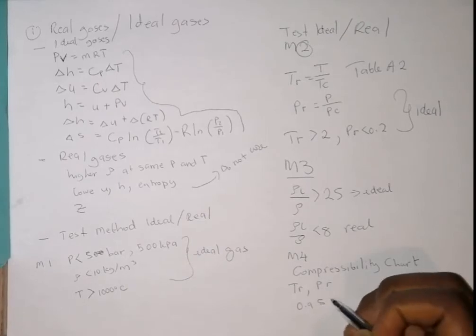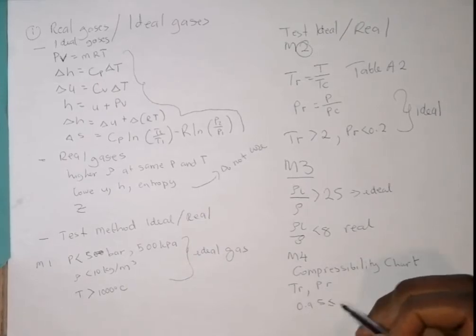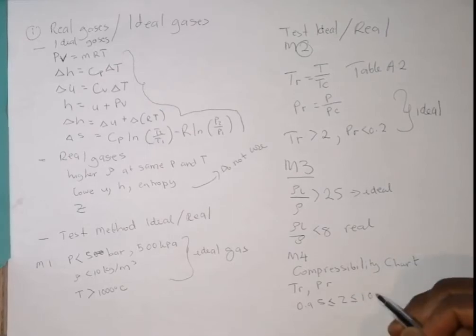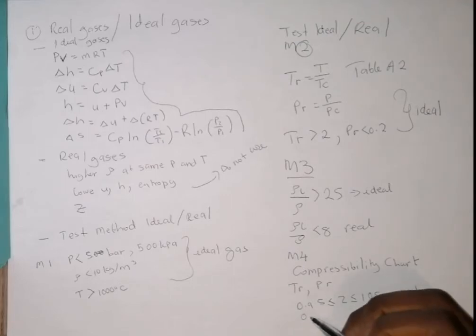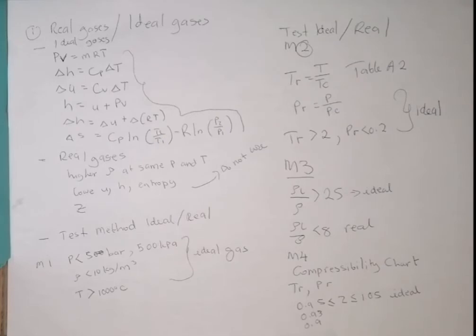Then if 0.95 is less than or equal to z, which is less than or equal to 1.05, it means that the gas is ideal. If it goes further than this or less than this, then it means it is not ideal. But remember that if you're using a graph, you might make some errors. So even if you find 0.93 or 0.9, please retry doing it again and try to see. It will probably give you up to 0.95. Okay.